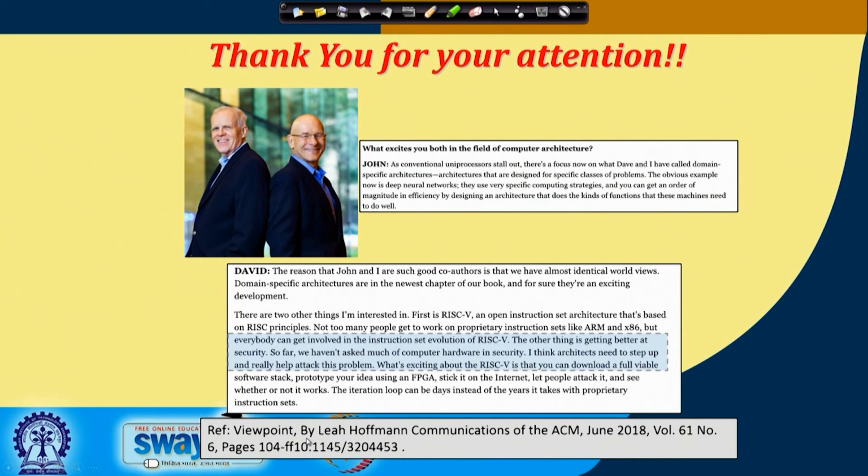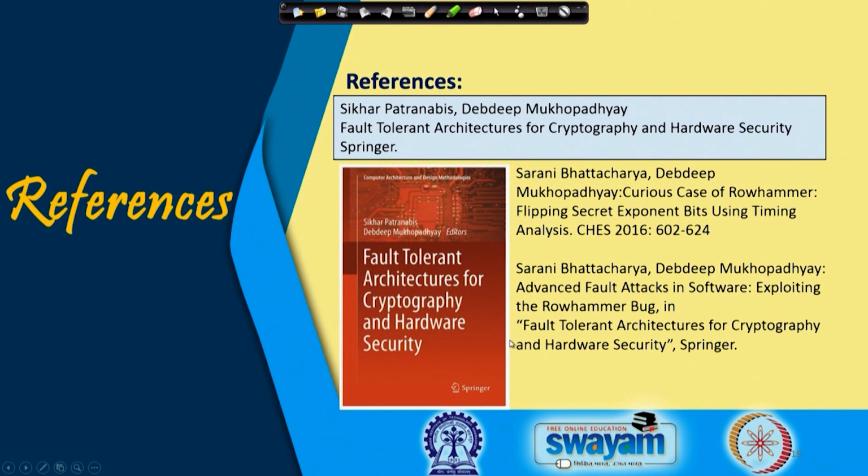In this viewpoint discussion published in Communications of the ACM, there was an interesting comment which says that the other thing which we need to get better at is security. So far we haven't asked much of computer hardware in security, and I think that architects need to step up and really help attack this problem. And he says that what is exciting is that RISC-V is available open source, and we can potentially investigate it to develop an implementation or a processor architecture with security as an inbuilt design criterion. So, this is a reference that you can follow for our discussions on row hammer.